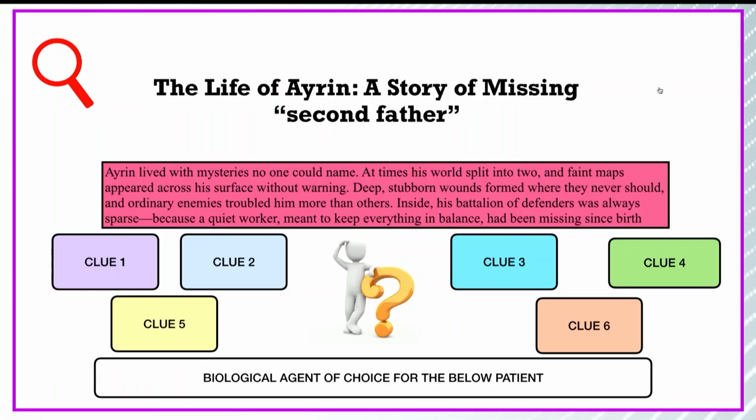Irene lived with mysteries no one could name. At times his world splits into two, and faint maps appear across his surface. Deep stubborn wounds formed where their nerve stood. Ordinary enemies troubled him more than others. Battalion of defenders were always sparse, because a quiet worker meant to keep everything in balance had been missing since birth.